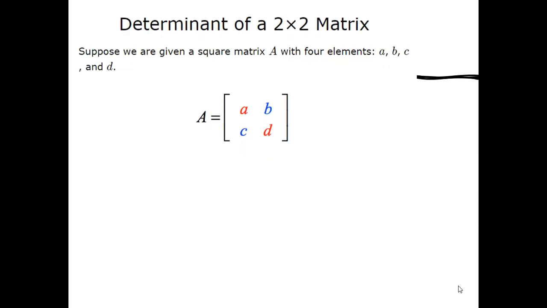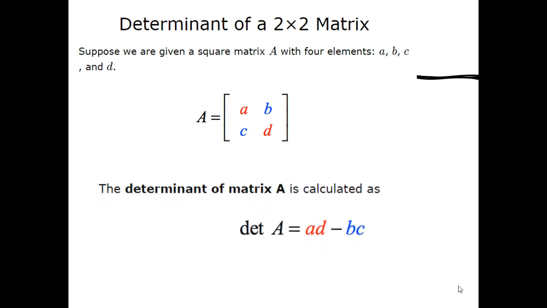So again, as a reminder, a determinant of a 2 by 2 matrix, suppose we are given a matrix A with 4 elements A, B, C, and D. So here's an example of a matrix where the variables are in order A, B, C, D from left to right. We're only going to be looking at 2 by 2 matrices because that's what you need for this year. In linear algebra, if you take that in college later on in the future, you'll learn how to do the determinant of a 3 by 3, 4 by 4, and n by n matrix. Remember that in order to find the determinant, you need to have a square matrix.